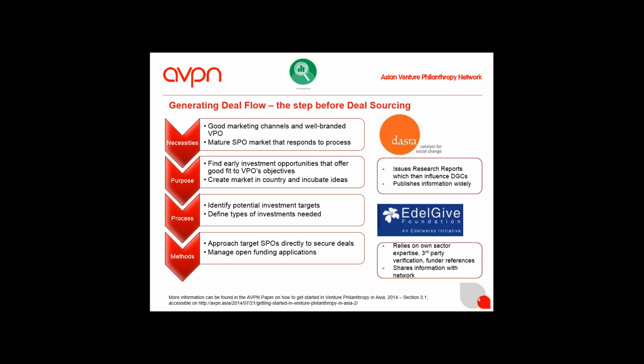This then affects the processes, such as identifying the potential investment targets and defining what kind of investments suit these organizations. For instance, grants, recoverable grants, loans, or equity, and in which way they are being delivered. Some funders would approach selected SPOs directly or manage open applications. Both are strategic, and we are also yet to assess the opportunistic aspects of deal flow, wherein funders come across good organizations outside these two options.